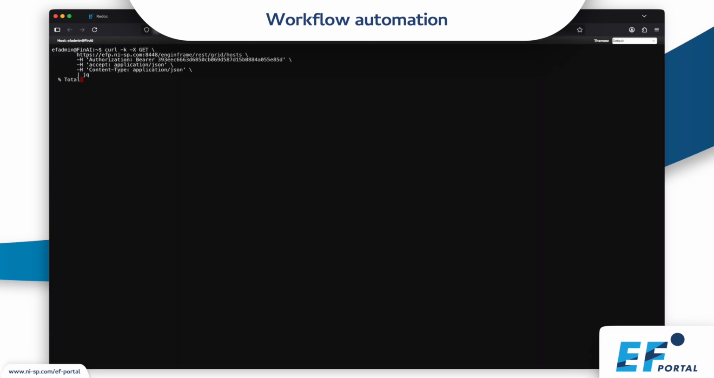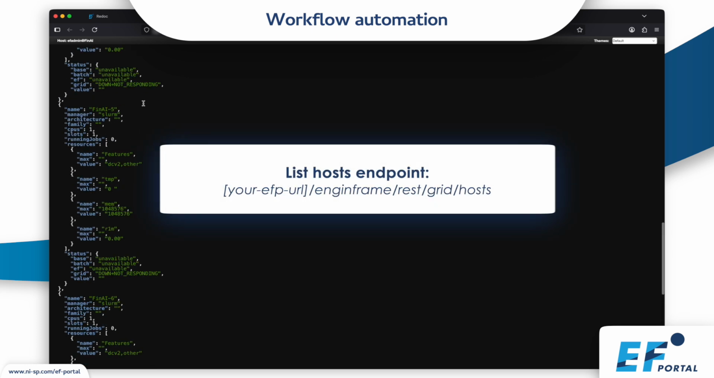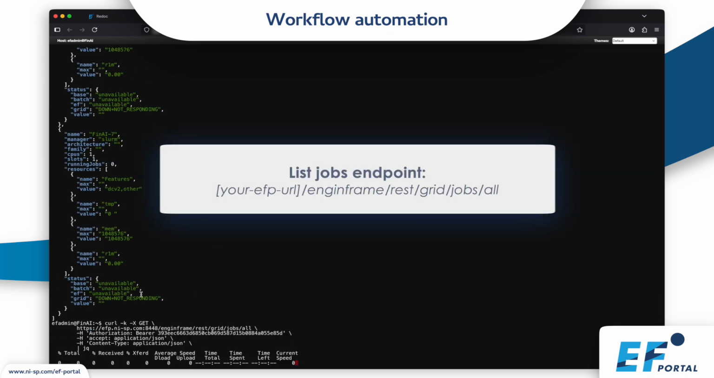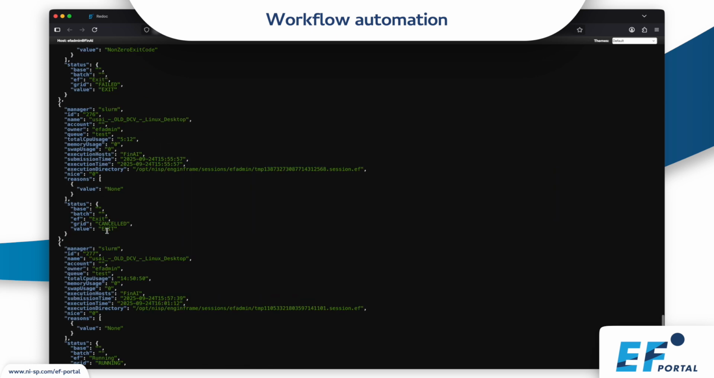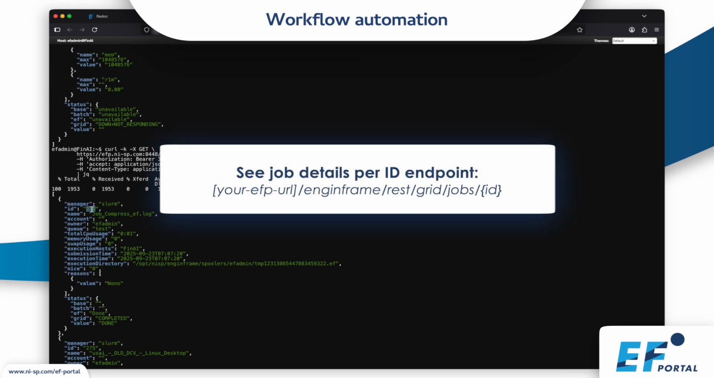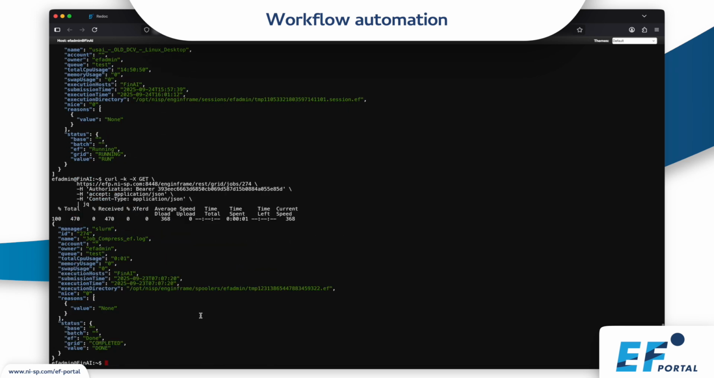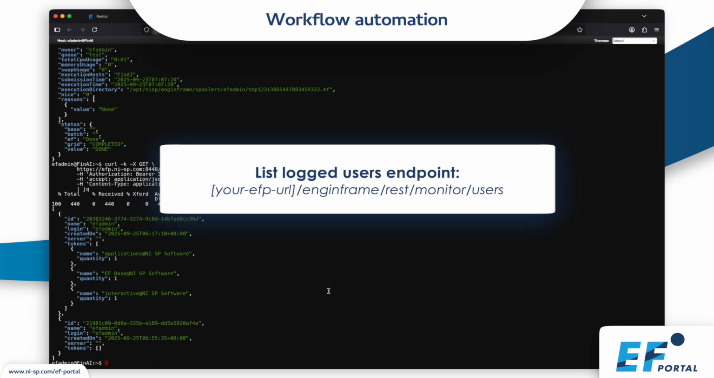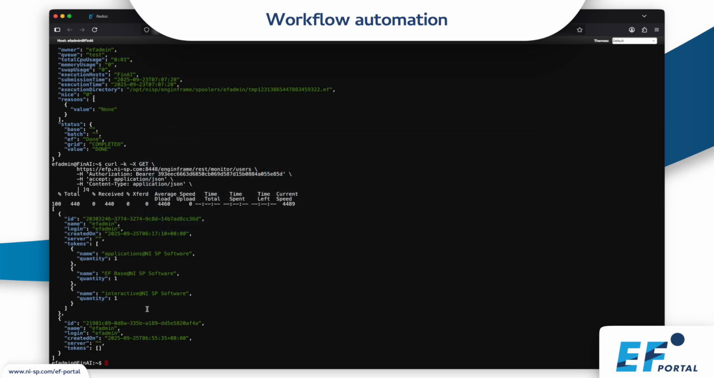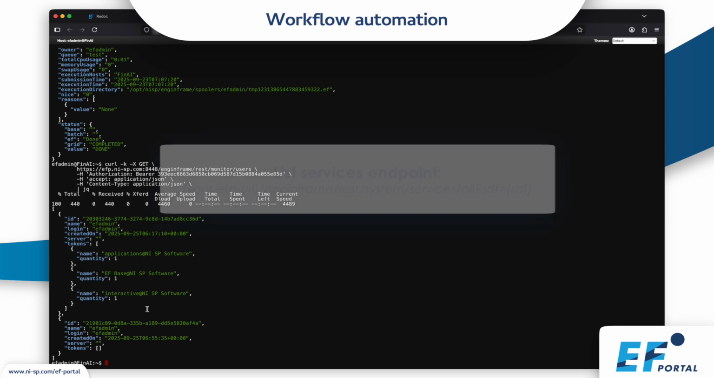We can, for example, make a call to list all our available hosts. We can also list all our jobs, retrieve job details using a job ID, list currently logged in users, etc. Of course, this API allows us to interact with services as well.